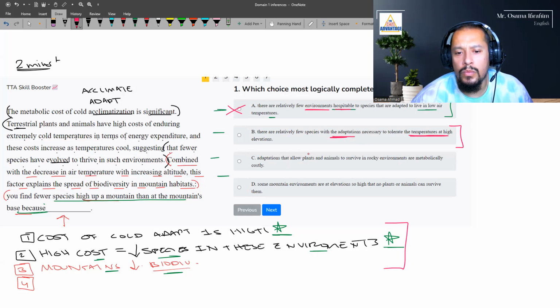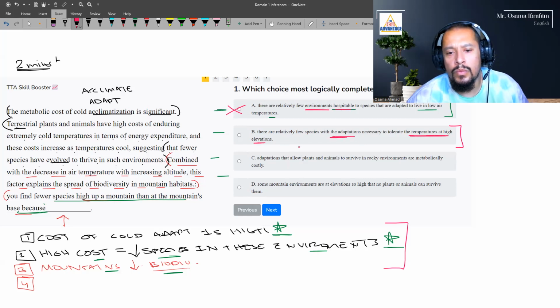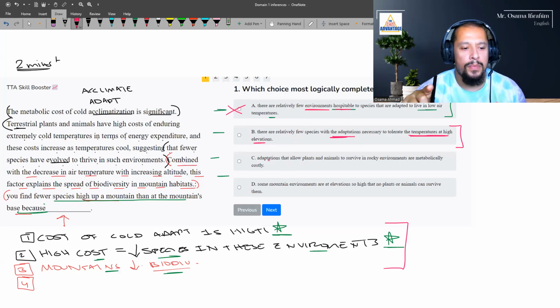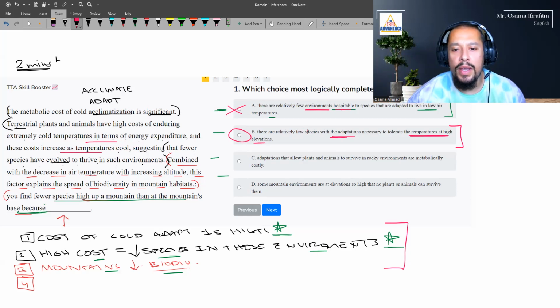It says that few species adapt to the temperatures of high elevations. It doesn't say that directly, but now we have to put pieces together. So idea number one, the cost of adaptation is high, correct? And because the cost of adaptation is high, very few animals adapt to the cold. And so the higher you go, the fewer animals you find. Because what? Because there are few animal species with these adaptations.